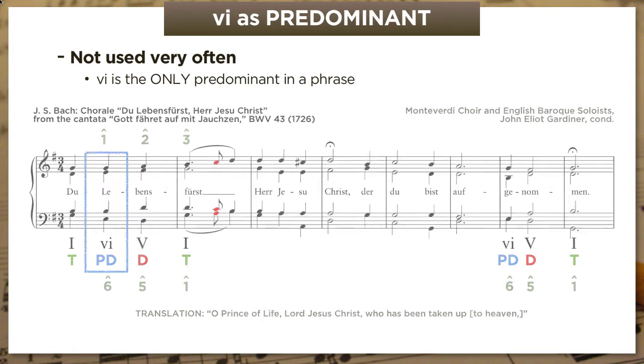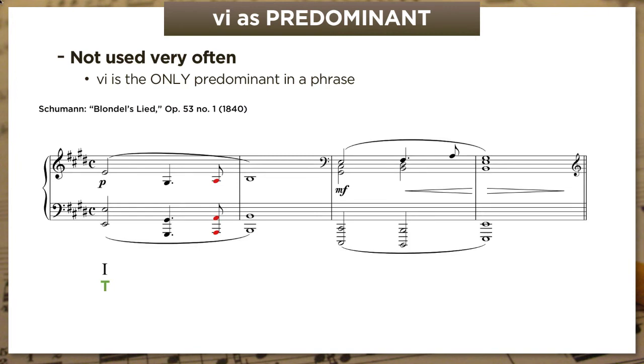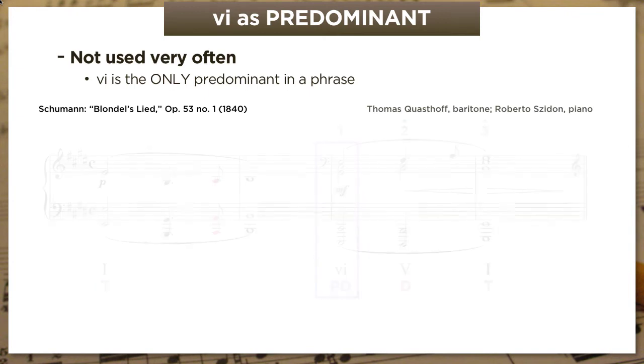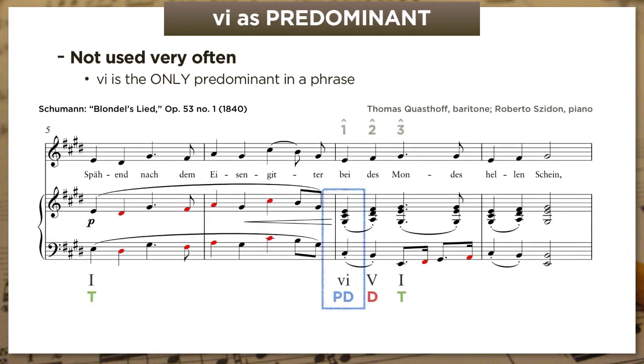But Schumann does use that rising 1, 2, 3 melody in his song Blondel's Lied. Indeed, he uses it 3 times. First in the introduction, as shown here. And then he does it twice in a row during the first vocal line.